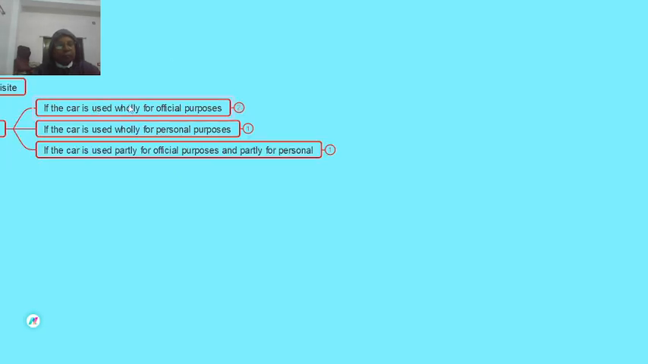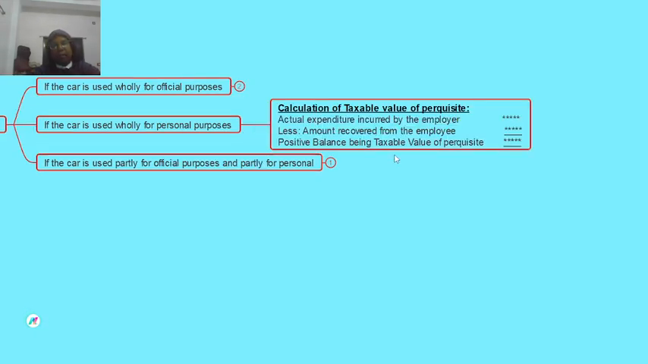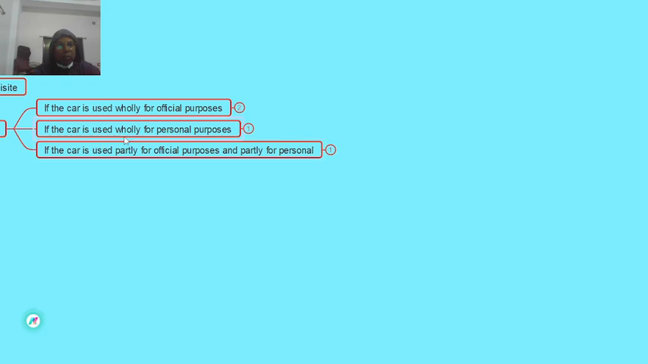But if the car is used only for personal purposes, then the value of perquisite should be calculated like this. The taxable value of perquisite is equal to actual expenditure incurred by the employer less amount recovered from the employee, then the positive balance being the taxable value of perquisite. If it is negative, then there will be no taxable perquisite value. So in that case, the taxable value of perquisite will be positive if the car is used wholly for personal purposes.